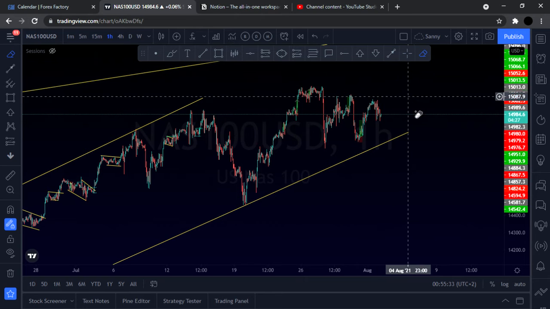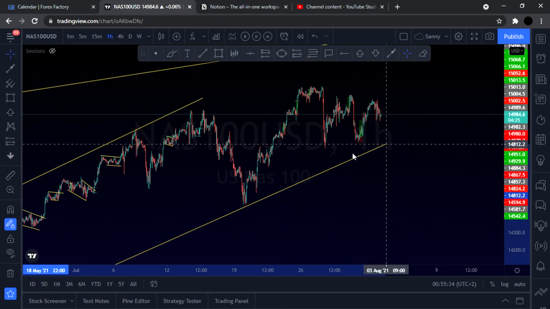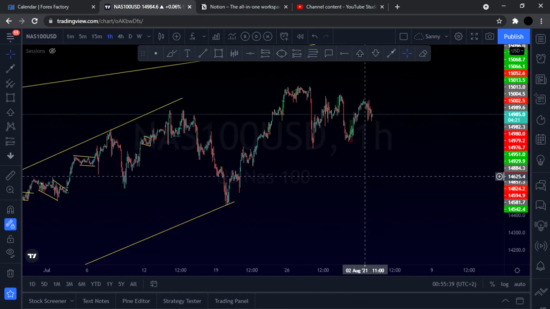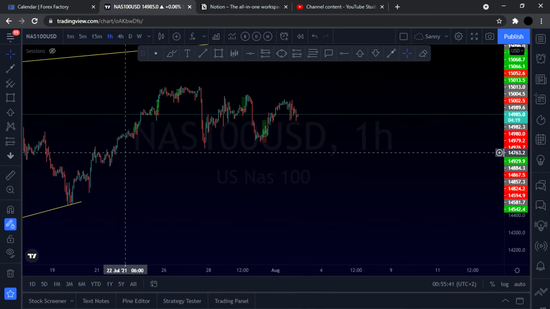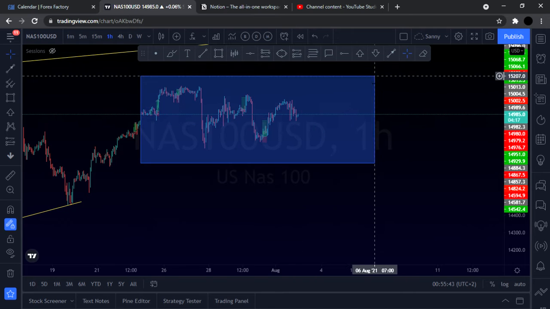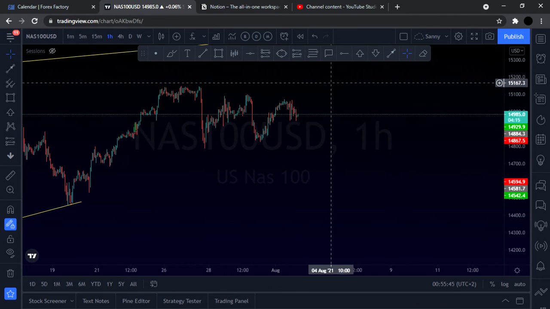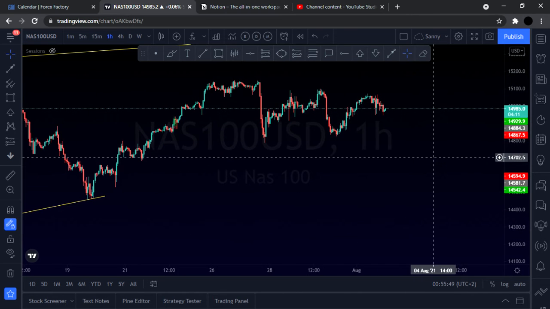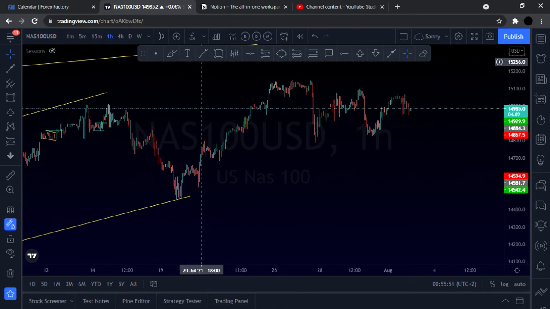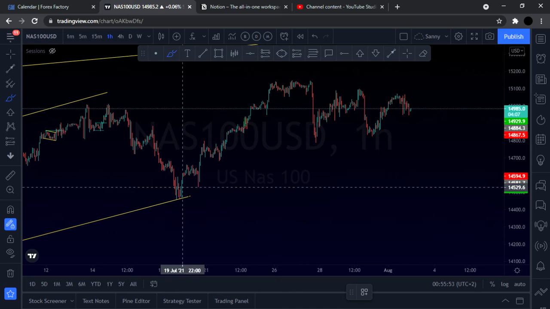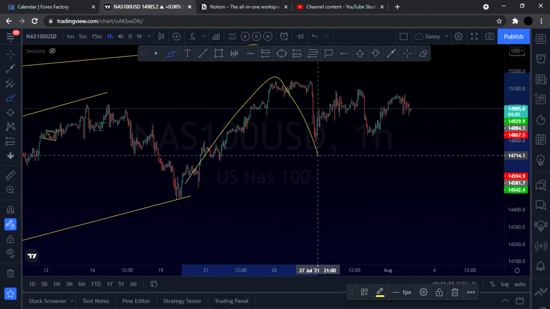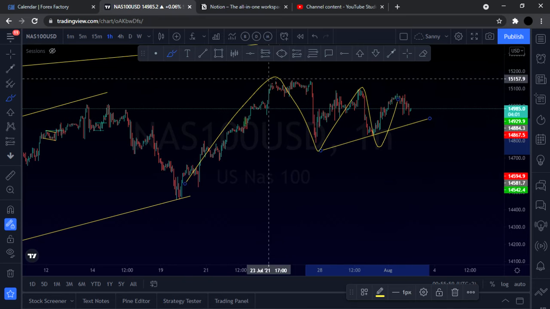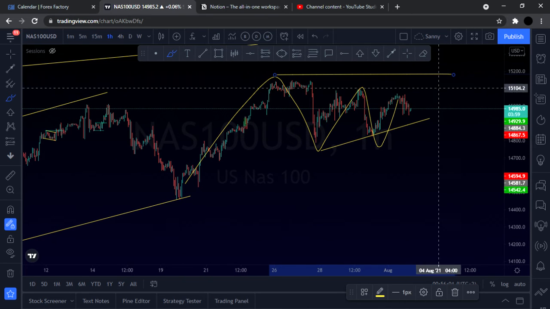But there's something interesting I want to show you guys that is happening here on EURUSD. Let me just, on Nasdaq, let me just remove this so that you can see it more clearly. As you can see, after this huge push, the market has not broken highs or lows. We are still trapped in this area here.